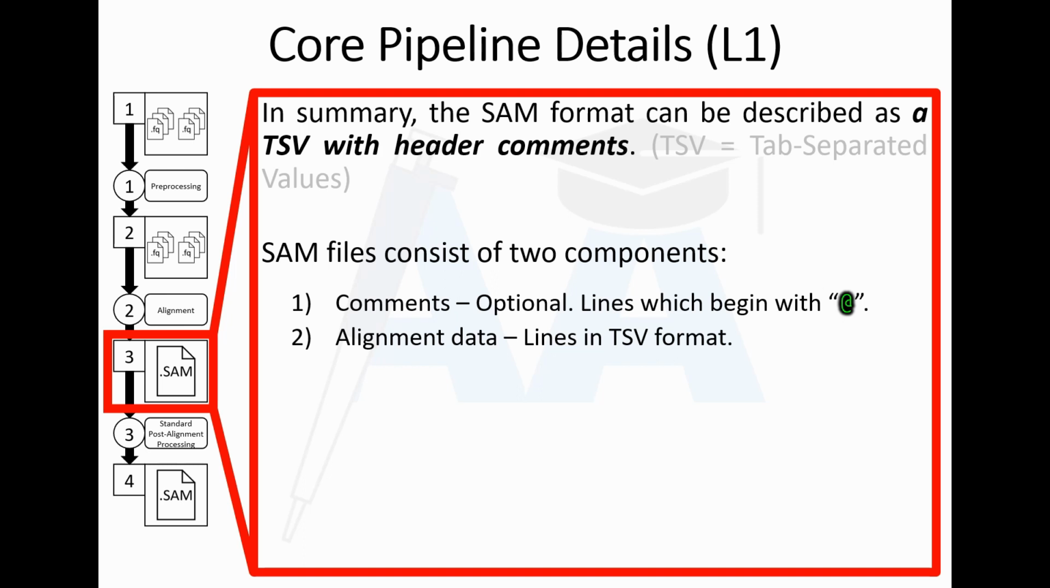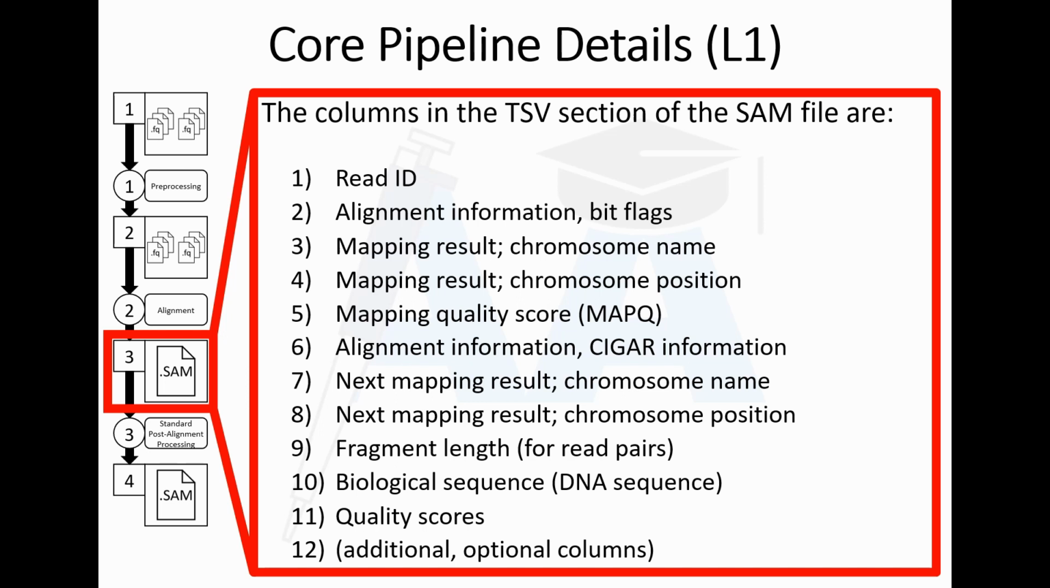The data table contains the alignment data itself in a TSV format. TSV stands for tab separated values. So in raw data form, different rows of the table are separated by new line characters, while the cells in each row are separated by tab characters. Each row of the TSV section corresponds to the alignment results for a single read.